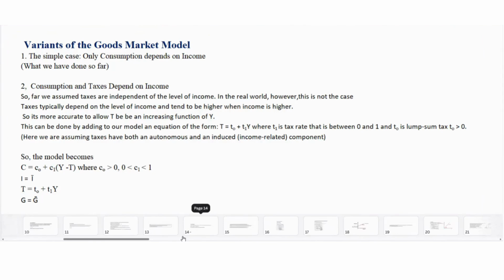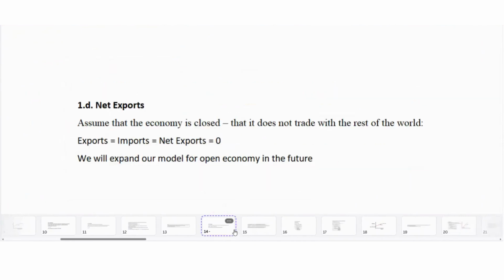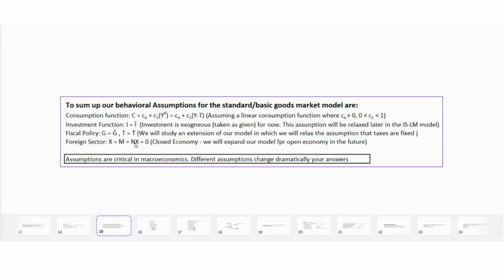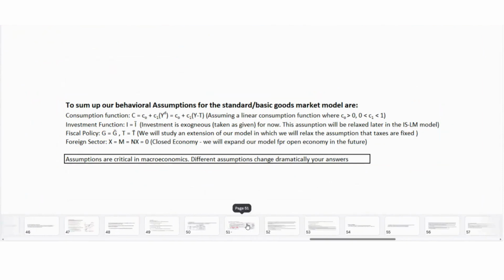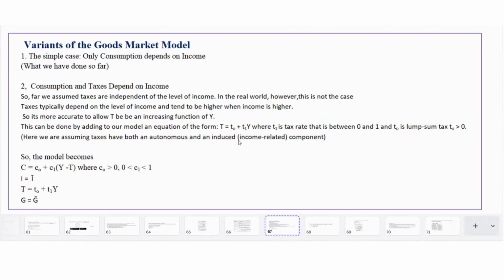So if we go back, initially in our model, the assumption was that T is equal to T bar. But we also mentioned that we'll study an extension of our model in which we'll relax the assumption that taxes are fixed. So now we're going to consider the case where taxes are an increasing function of Y. Instead of T equal to T bar, we'll add this equation where taxes have an autonomous component T naught and an induced or income related component T1 Y.